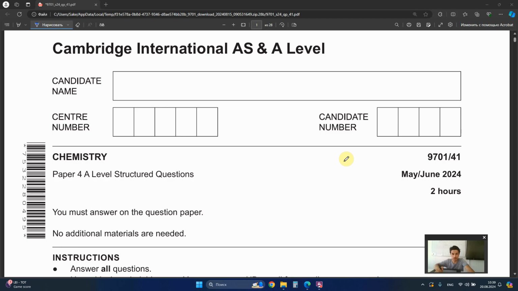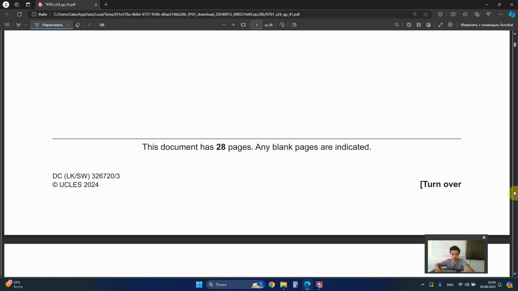So today I'm going to show you how to answer the last exam questions from Cambridge International Assessment. So it's paper 4-1 from May-June 2024. So let's begin with the first question.